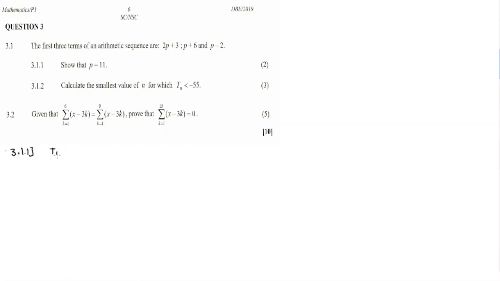So ngino t1 lana, I'm given t1 ubani 2p plus 3, and then I'm given t2 p plus 6, and then t3 is p minus 2. Right. Therefore, how do I set up the equation engikhuluma ngayo ezosinceda ukuthi calculate to p?